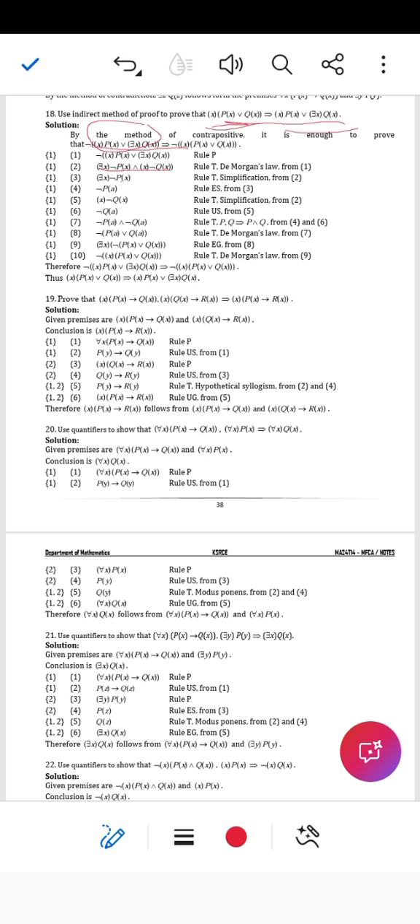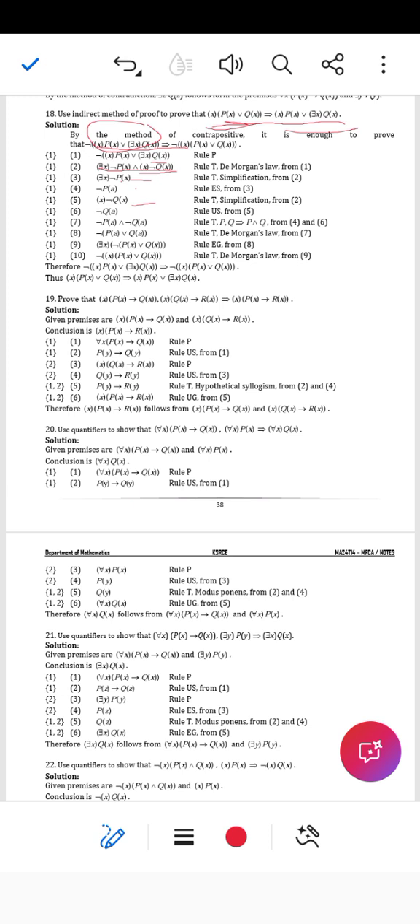Now introduce the premise using rule P in the first step: negation of for all x, P of x or there exists x, Q of x. Now the negation moves inside using De Morgan's rule. Using rule T, for all x converts into there exists x negation form, P of x converts into negation of P of x, or converts into and, and there exists x converts into for all x, Q of x converts into negation Q of x. So we use De Morgan's law in the second step.